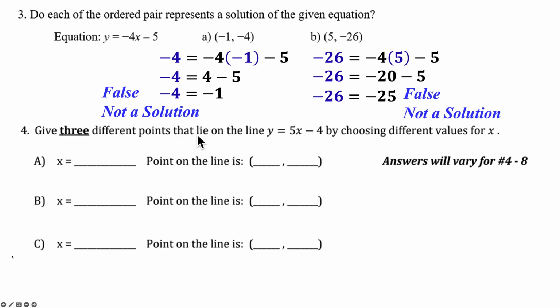Give 3 points that lie on the line y = 5x - 4 by choosing different values of x. What I would always do is use the easiest thing to multiply by first, and that's 0.